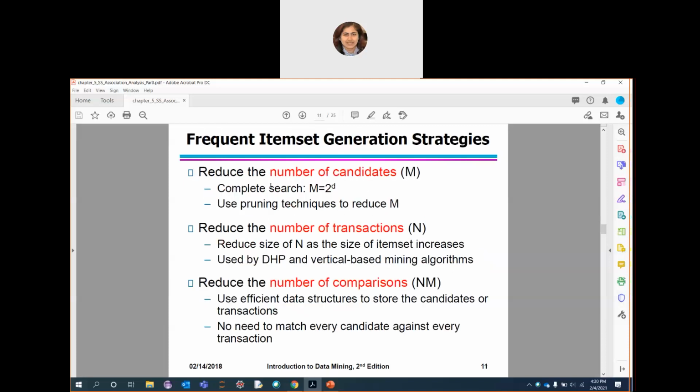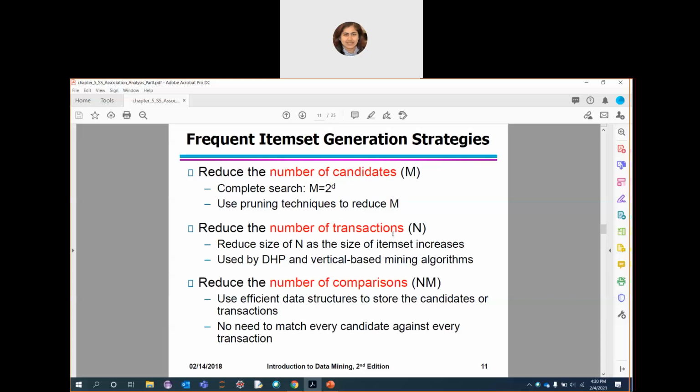Okay, so frequent item set generation strategies. There are 3 main approaches for reducing the computational complexity of frequent item set generation. First, you need to reduce the number of candidate item sets. The Apriori principle, which I am going to explain in the next section, is an effective way to eliminate some of the candidate item sets without counting their support values.